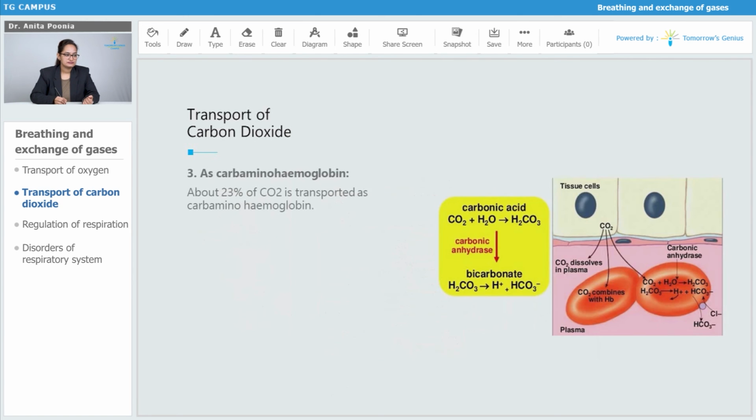And now let us see the third way of transport of carbon dioxide, which is as carbaminohemoglobin. So about 23% of the carbon dioxide is transported as carbaminohemoglobin. Carbaminohemoglobin is formed by the reversible combination of the carbon dioxide with the amino group of globin, part of the hemoglobin.